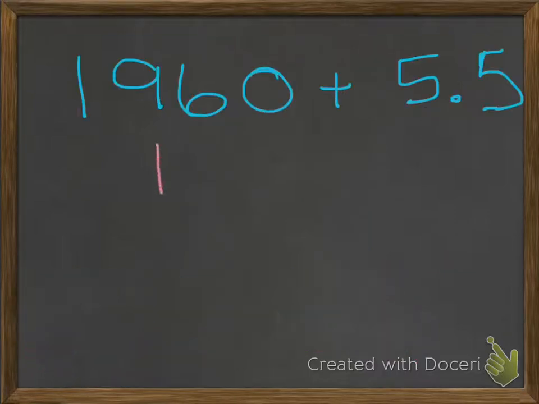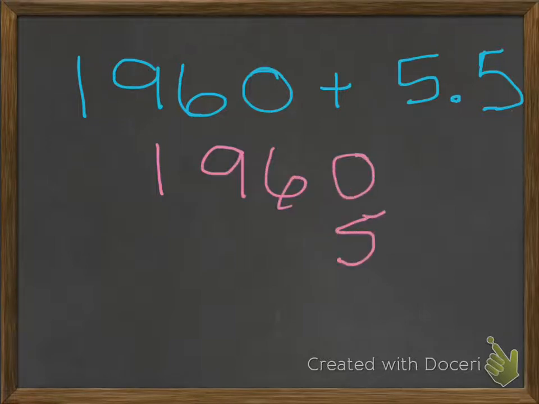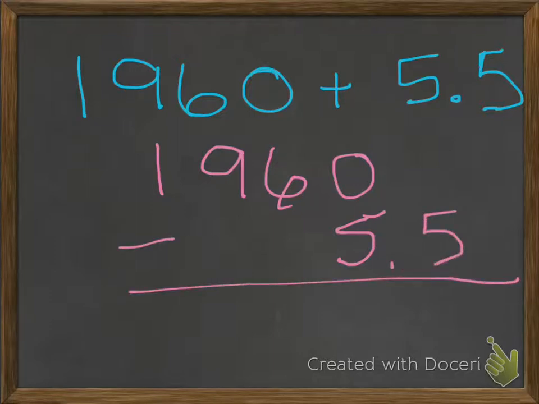Here's another number. We have 1,960. And then we have 5.5, and we can add it up. Now we could assume that there's our decimal point right there, and this actually does not have any number past the decimal point, so we would actually just stop right there.